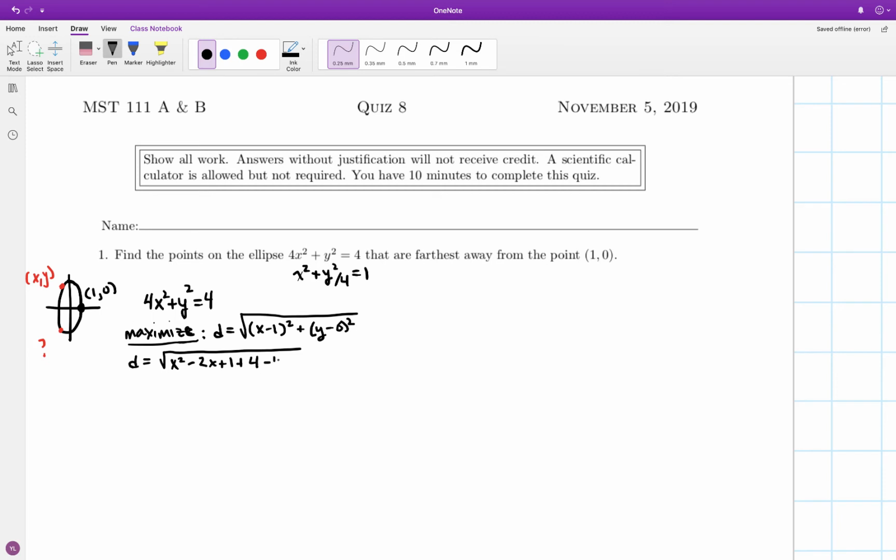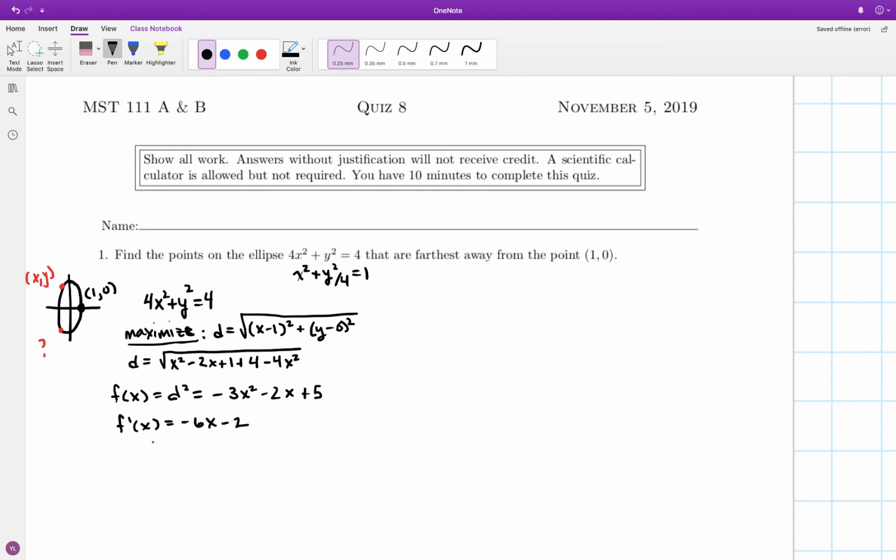Anyway, right now I'm just substituting in 4 minus 4x squared for y squared, so that my distance is a one variable function. And now I'm expressing the square of that expression, which will be a little bit easier to maximize than the distance itself. It doesn't matter if you look at distance squared or distance, you're going to get the same critical numbers and the same answer in the end.